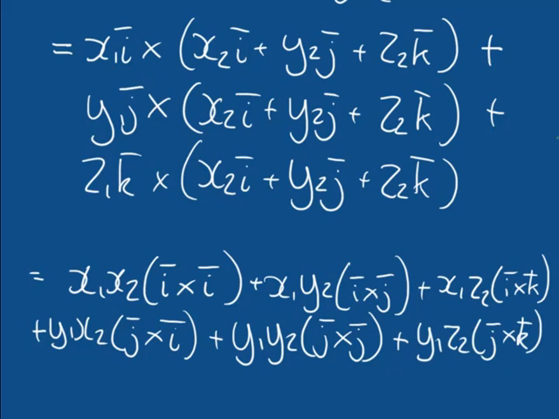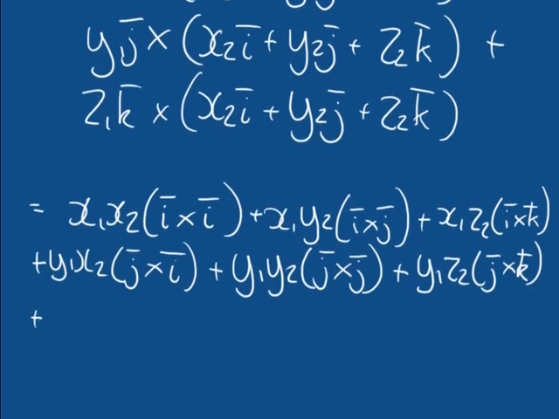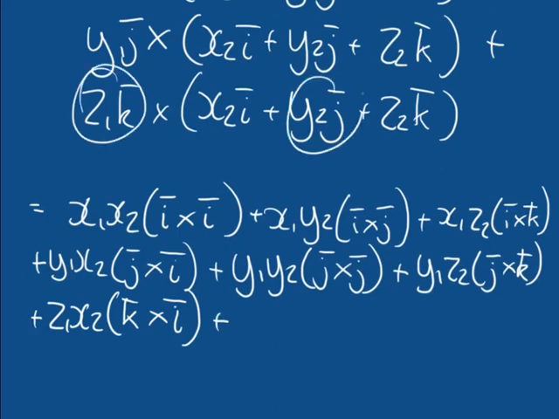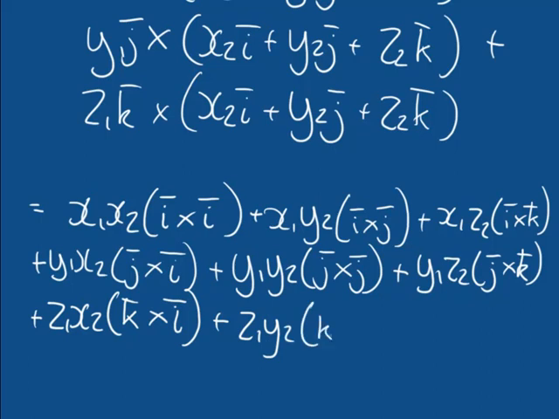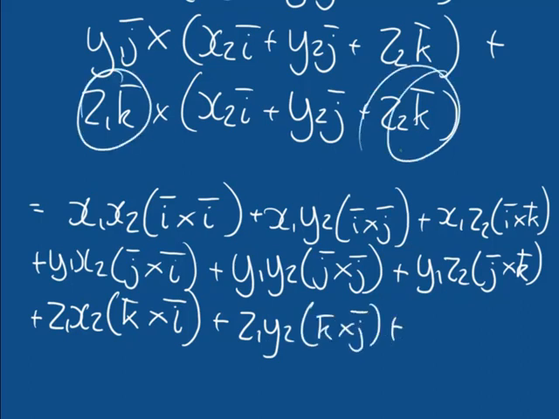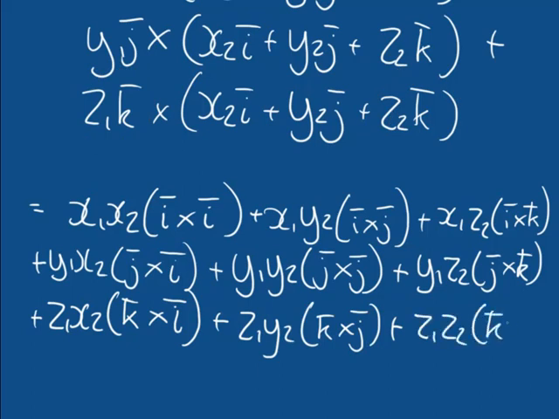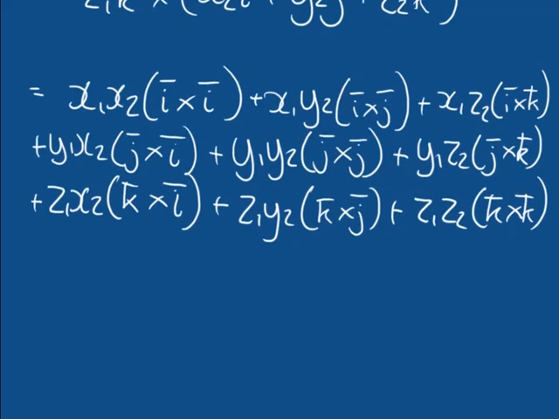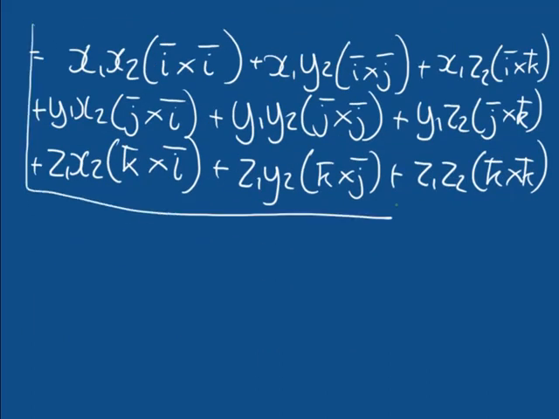Fantastic. And then moving on, we're going to add to that z1k crossed with x2i. So that's going to give me z1 x2, k crossed with i, plus z1k crossed with y2j. That's z1 y2, k crossed with j, plus z1k crossed with z2k. That's z1 z2, k crossed with k. So the equation we've got so far is this equation right here.